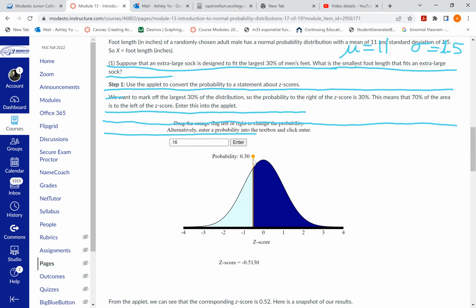So I'm going to move this orange line until I see a 0.7 exactly. Okay, there it is. Now I see 0.7. And then it gives me the z-score down here. It's about 0.5304, or if you round it, maybe 0.53.